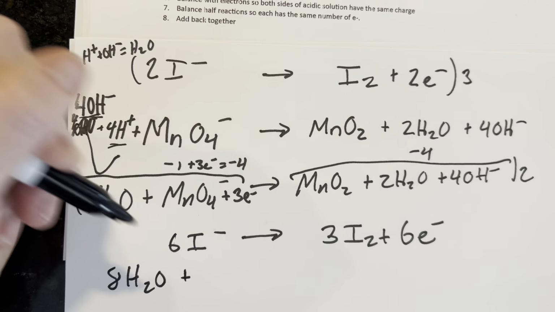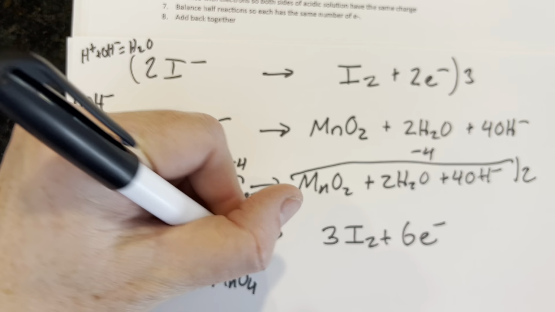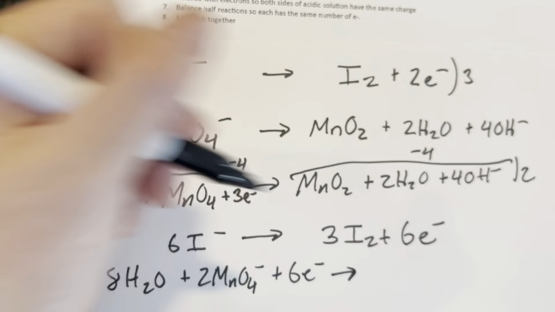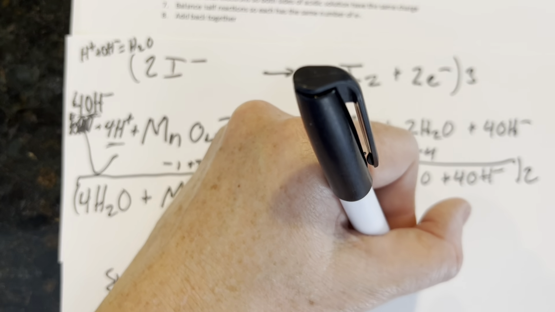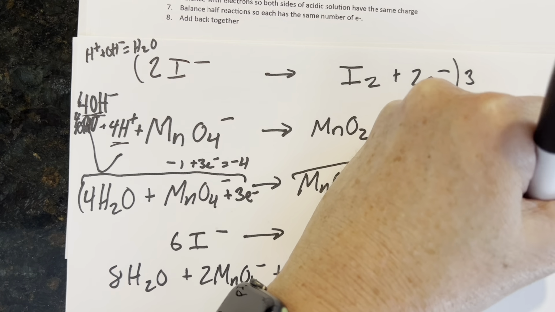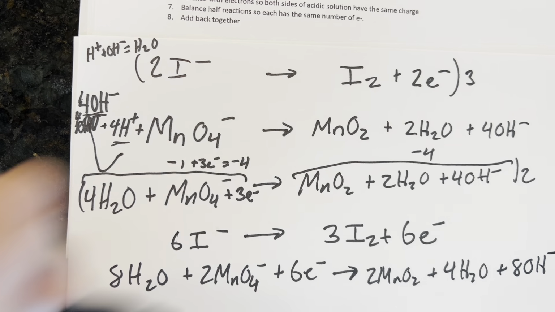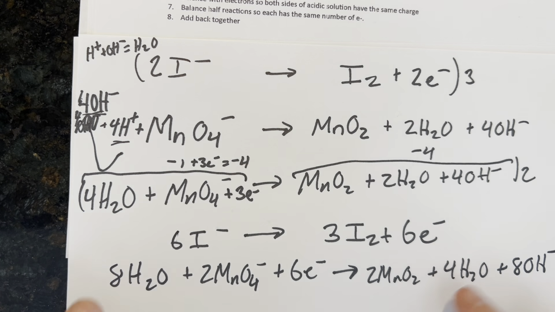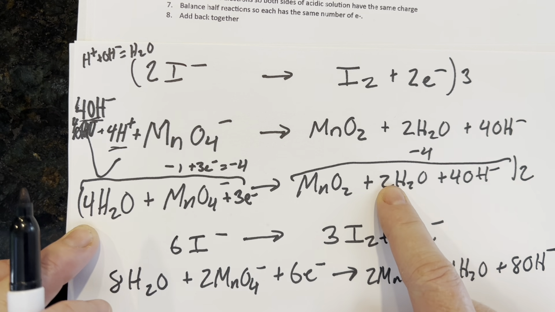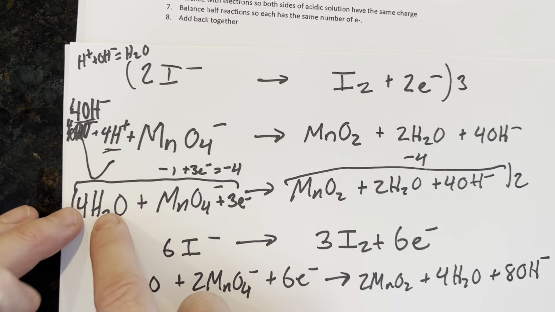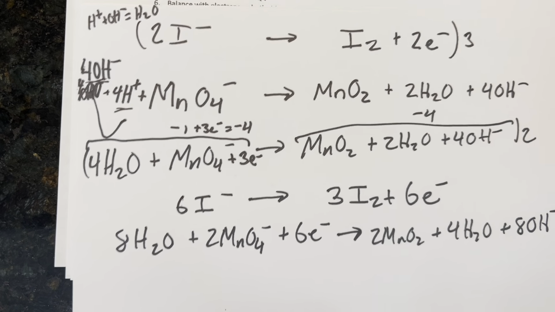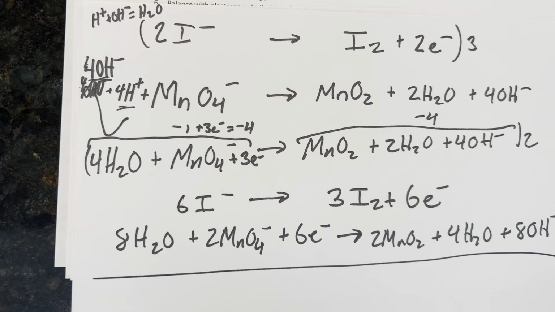8 H2O plus 2 MnO4- plus 6 electrons, getting 2 MnO2 plus 4 H2O plus 8 OH-. Now, some of you might have already wanted to cancel out these waters, and you totally could have done it way back here. By cancel out, I mean you had 2 and you had 4, so you could have canceled out and just had 2 left over here. Could have done that. I didn't, because I'm being consistent with what I taught in class.